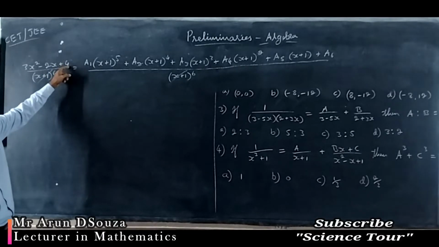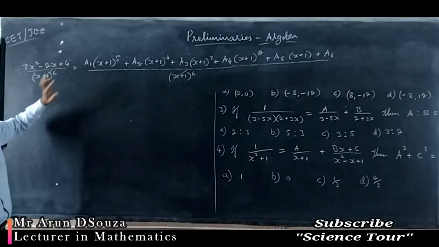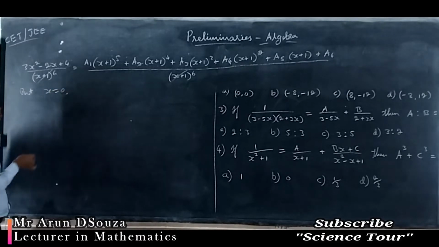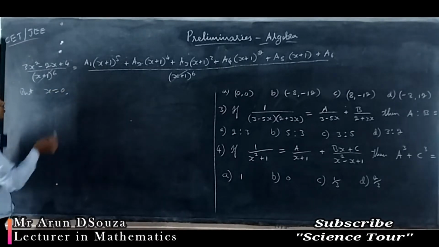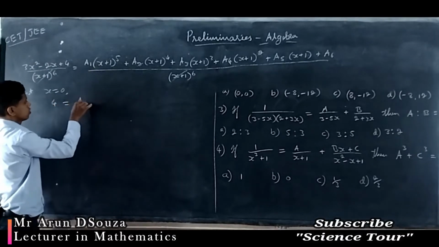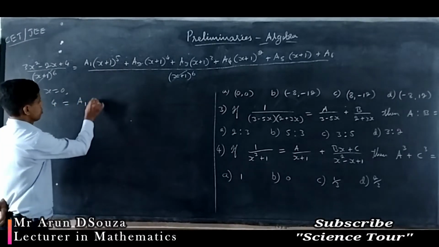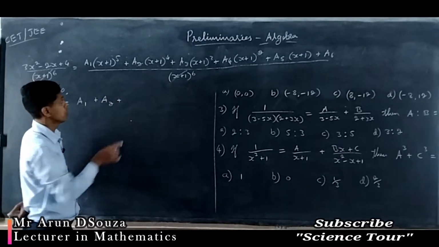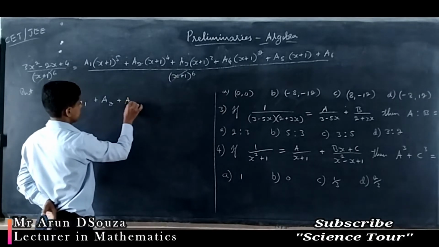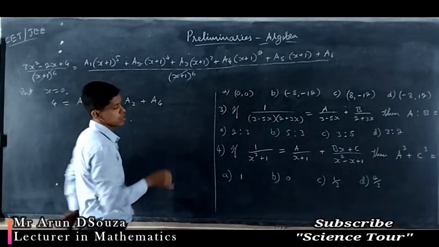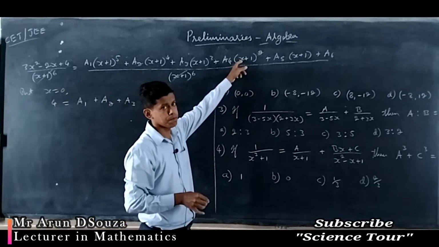So where do you get the constant? You will get the constant everywhere, correct? So put x is equal to 0. So what will happen if you put x is equal to 0? 0, that will be 4, and here it is 0. So a1 plus you will get a2, correct, and plus you get a3 and then a4. Are you understanding? We are putting 0 here.